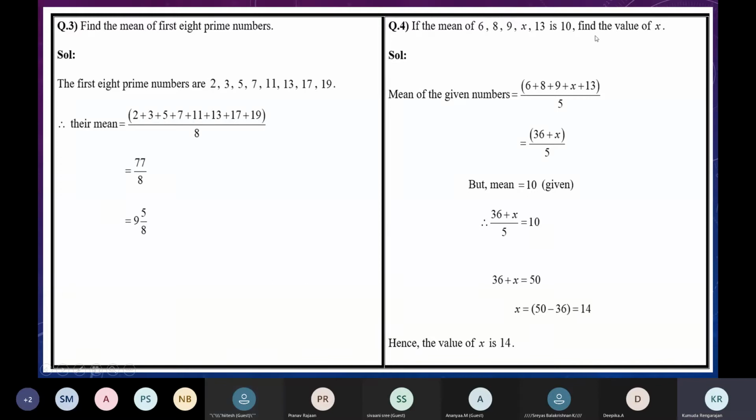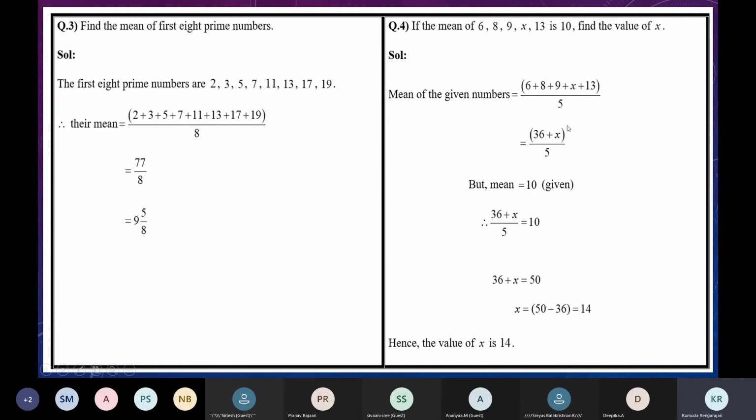Yes, ma'am. And 6 plus 8 is 14, 14 plus 9 is 23, 23 plus 13 is 36. Then it is 36 plus x, not 36x. 36x is 36 into x. This is 36 plus x.